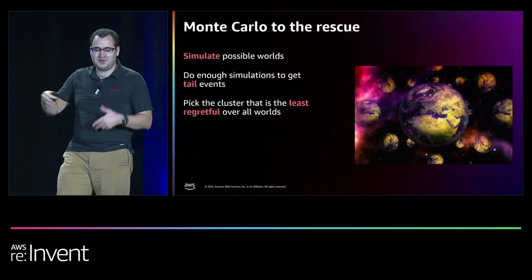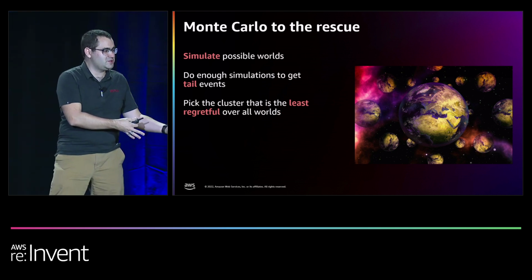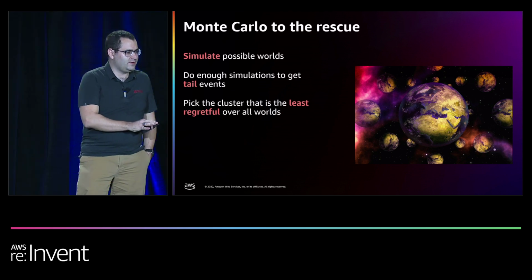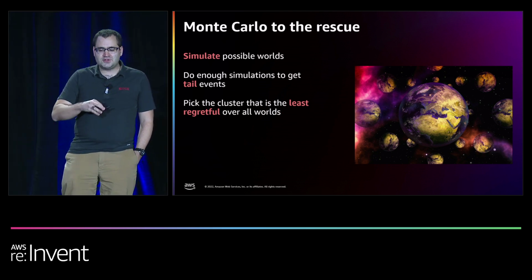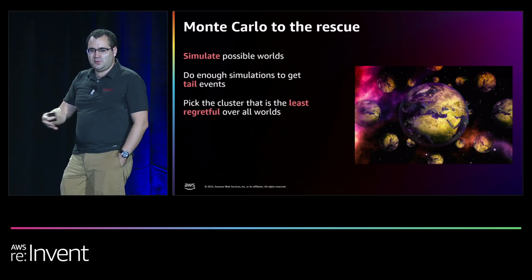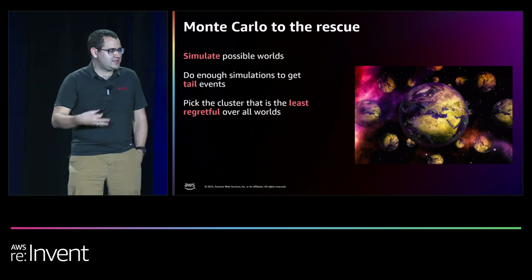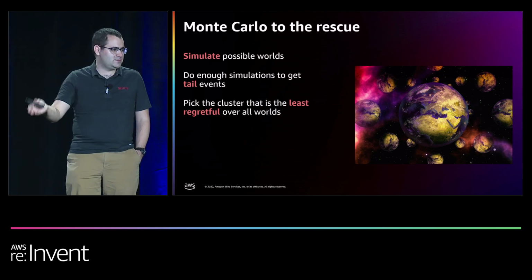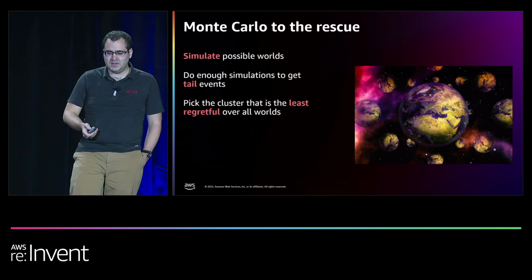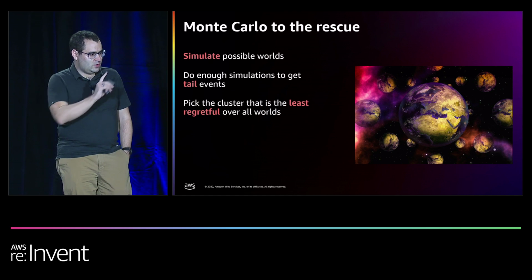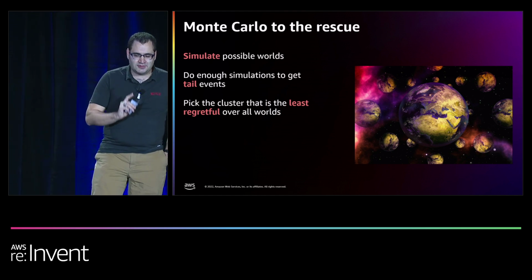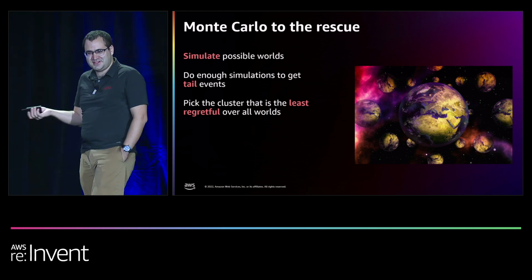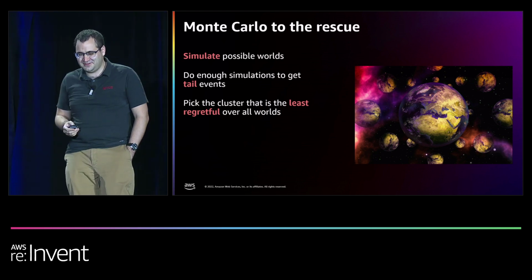All right, so Monte Carlo, we simulate possible worlds. We have these generative distributions, so we can do this. We can simulate the possible worlds. And we're not trying to get the world that actually will exist. We're just trying to get enough simulations that we will encounter tail events. The time where the user was off by a factor of 10. The time where they actually needed 4 times more disk space than they thought. And we're going to pick the cluster over all those worlds that is the least regretful over all worlds. Sounds kind of fun, right? Least regretful cluster. Yeah, we're going to provision the least regretful cluster.